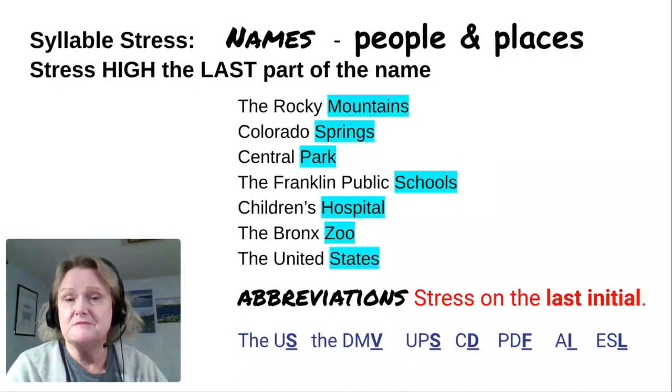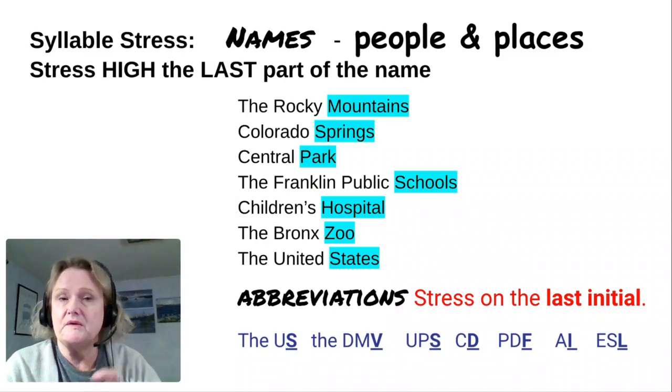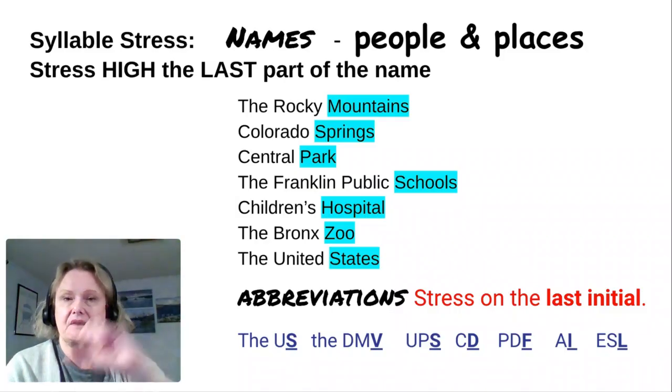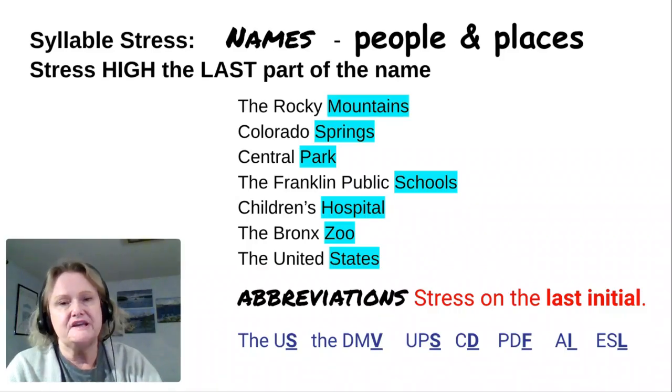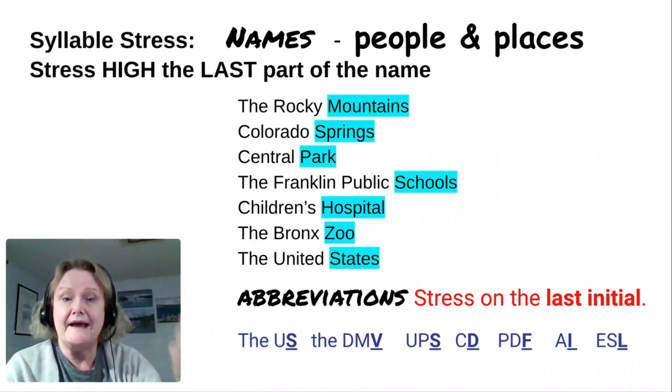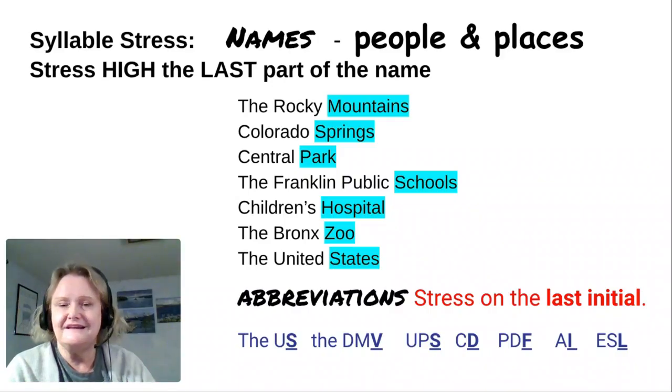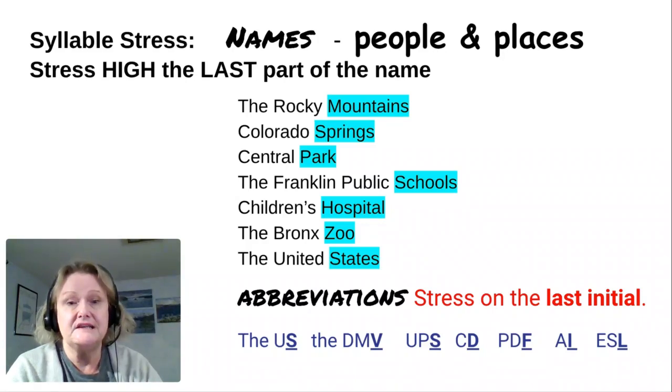Another type of syllable stress you could teach would be how to pronounce names. The general rule is that we go the highest on the last part. The Rocky Mountains, Colorado Springs, Central Park, and the United States. Also for abbreviations, we follow the same pattern. So the United States, the US, the DMV, UPS, etc. So as they come along in texts, you can focus on that.